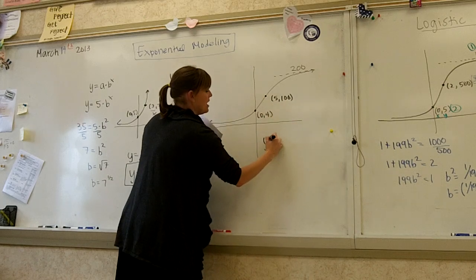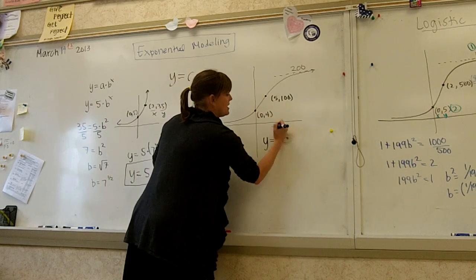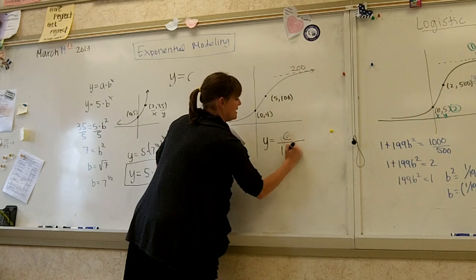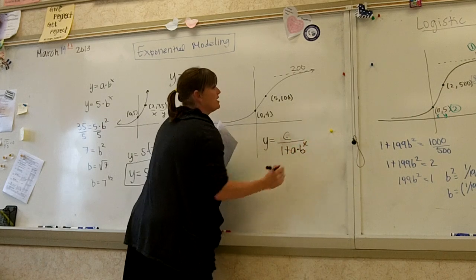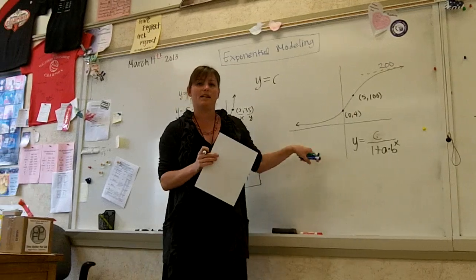So why don't you guys try C divided by 1 plus A times B to the X. Try that for your other curve, and I'll be checking you tomorrow.